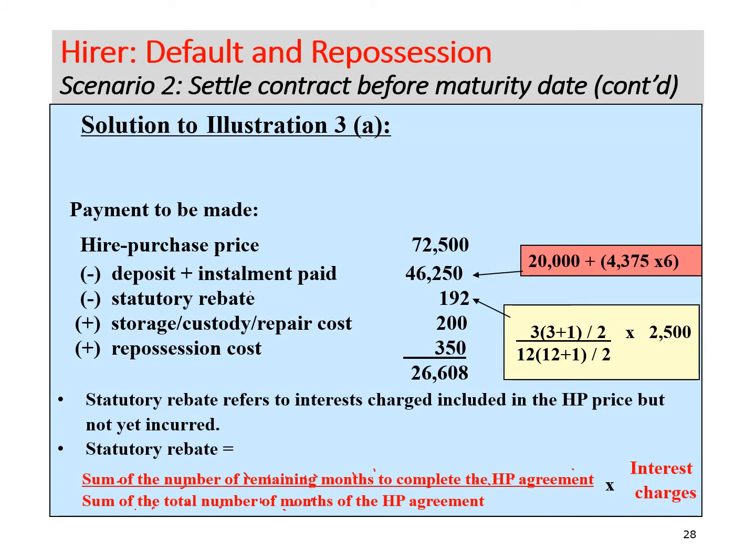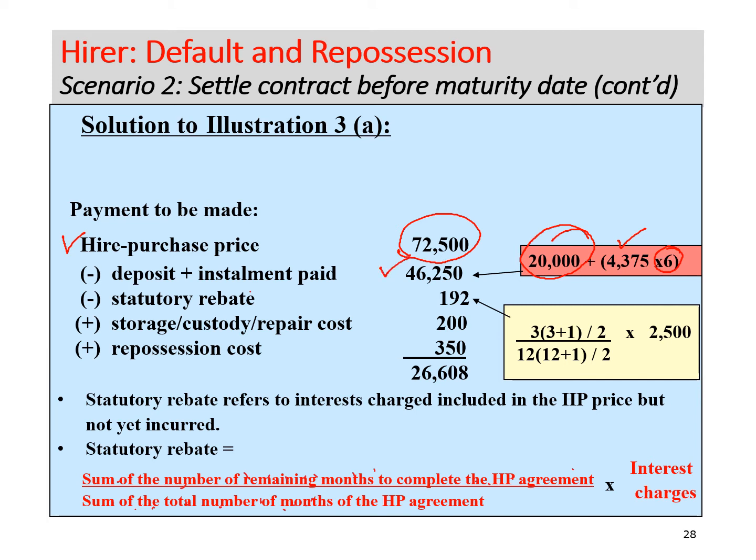So the payment to be made by the hirer starts off with computing the hire purchase price. In the previous slides, we computed the hire purchase price, which is 72,500. Then you have to minus the deposit plus the installments paid. The company made 6 installments, up to June, from January to June. So 6 times the monthly installment of 4,375, plus the deposit paid by the company, 20,000. The total amount that the company can deduct is 46,250.